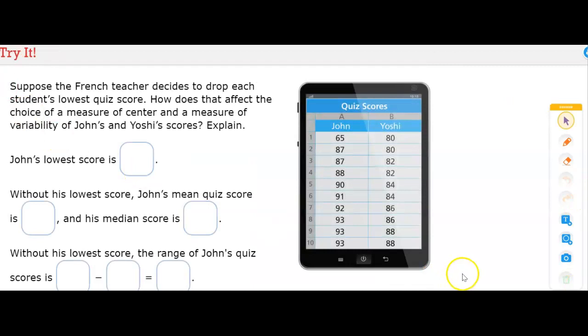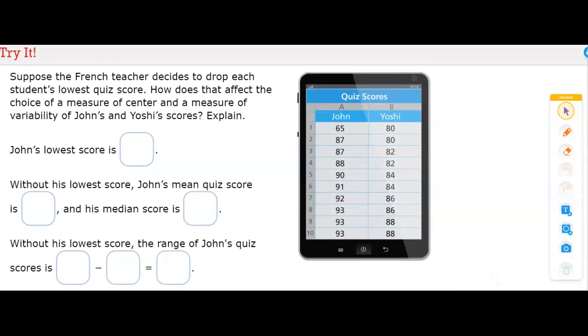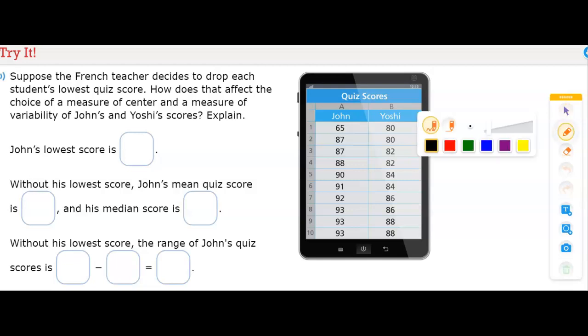Suppose the French teacher decides to drop each student's lowest quiz score. How does that affect the choice of a measure of center and a measure of variability of John's and Yoshi's scores? Explain. John's lowest score is 65.